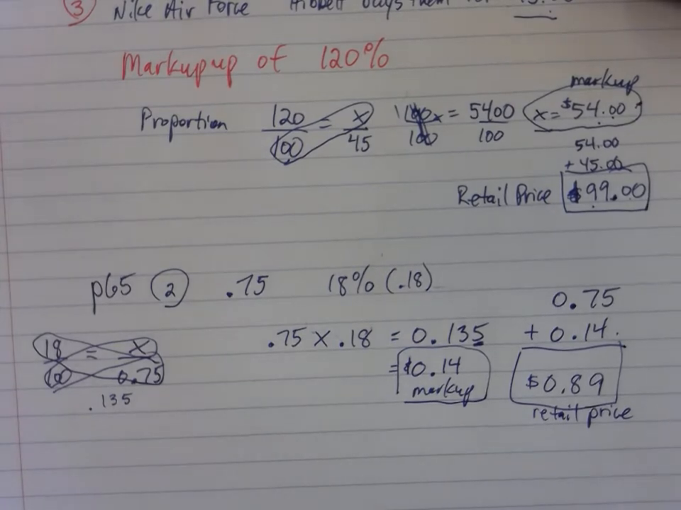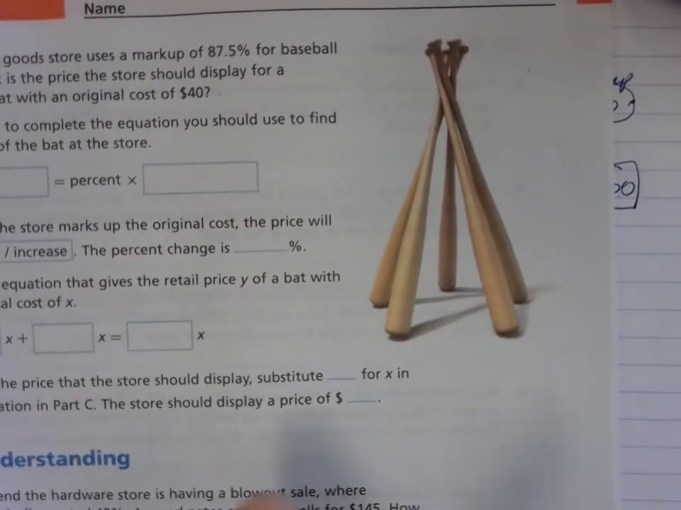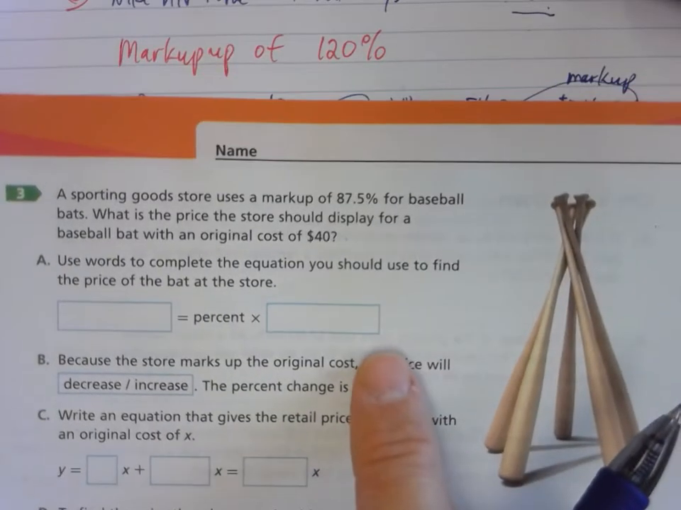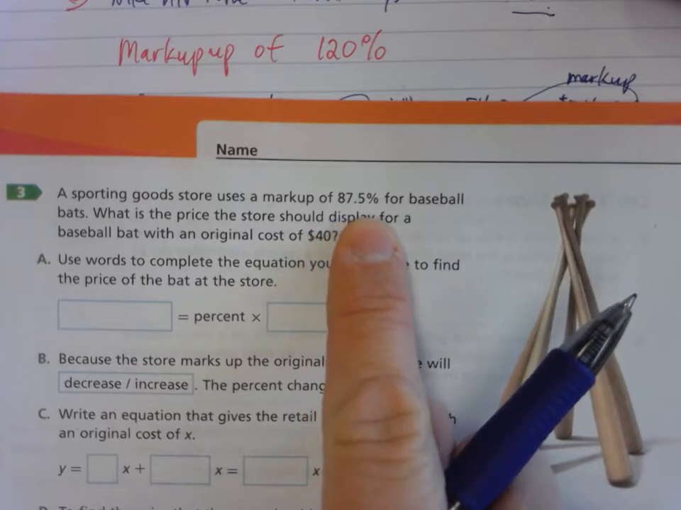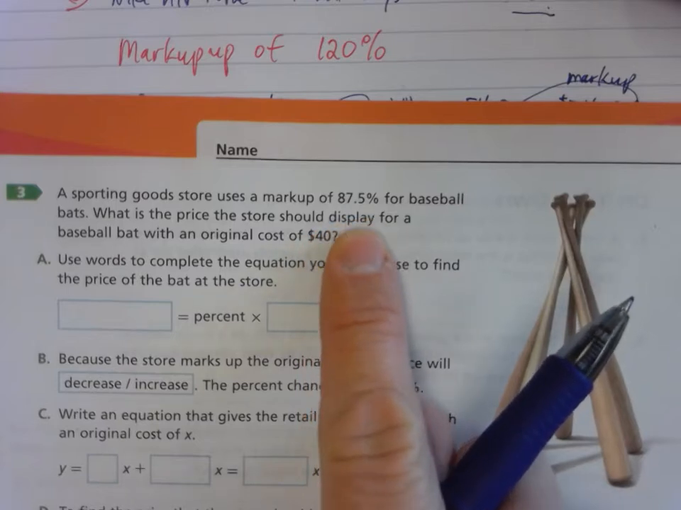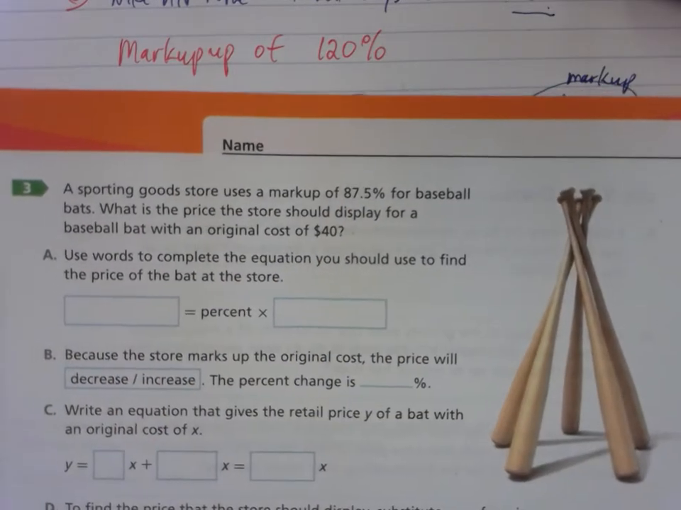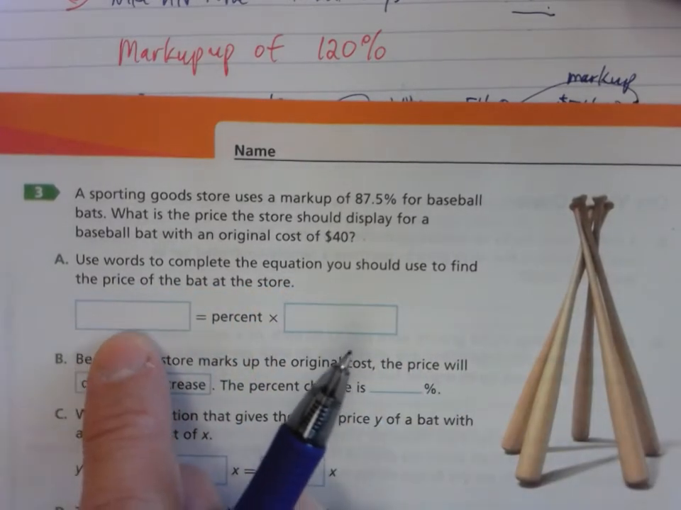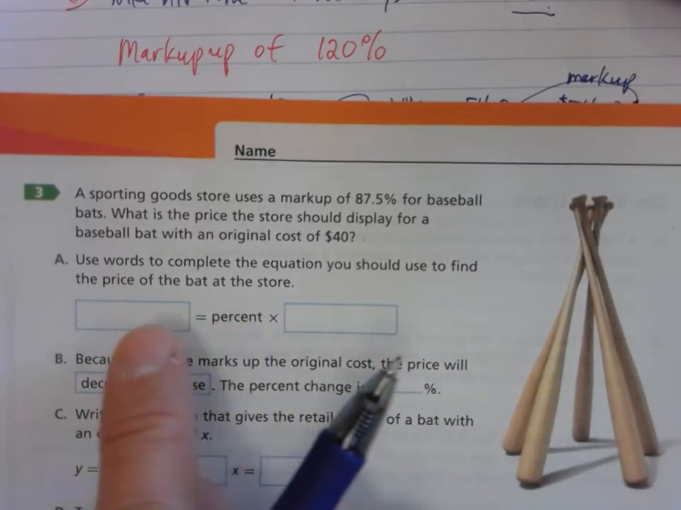Let's see what time we've got. Oh, we're still good. So let's go back up here to the bat question. We're going to do the bat question right here. It says the bat originally cost $40, and the sporting goods store marks it up 87.5% for baseball bats. So the original bat is $40 and they're marking it up. We'll fill in some of these words. To get this equation, the markup equals the percent times the original. The percent times the original gives you the markup.